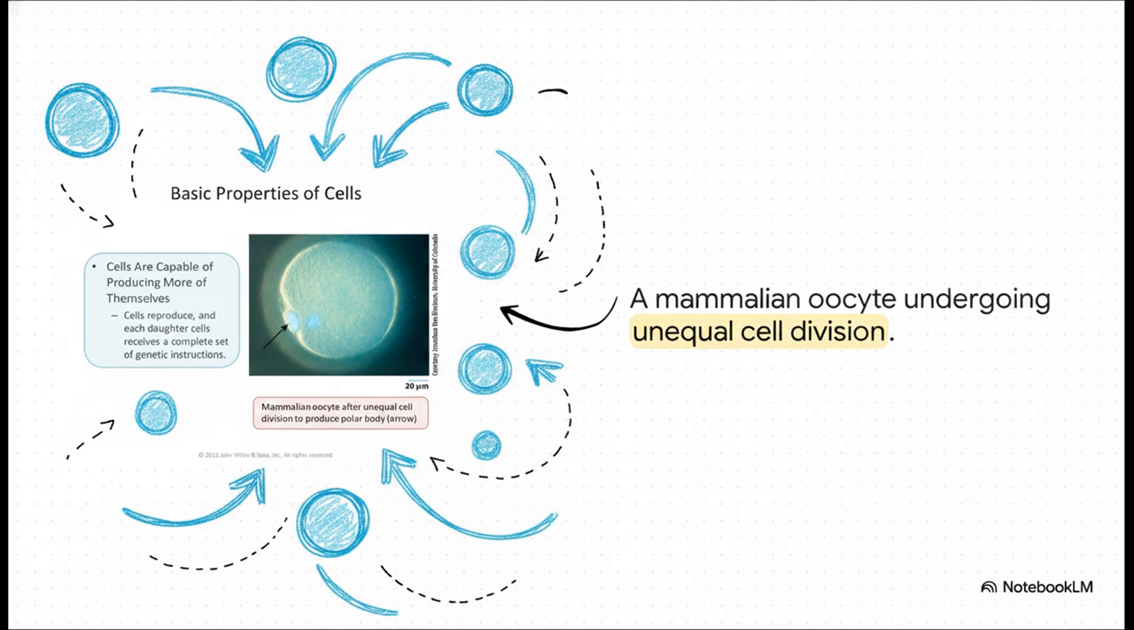When you actually observe a mammalian oocyte, an egg cell, undergoing cell division, it's incredible. You can literally see a smaller cellular body physically separating from the main cell. I think seeing it like this grounds those abstract textbook rules of reproduction into a tangible, deeply beautiful biological reality that is happening inside living things right under our noses.